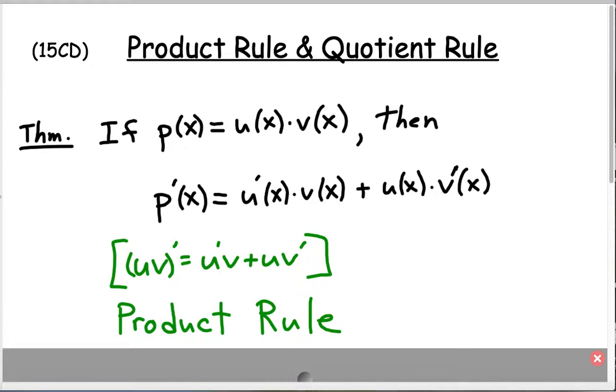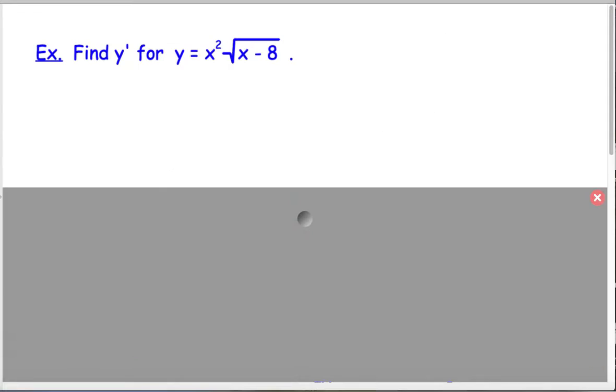So let's look at a couple examples with this, and then we'll get into the quotient rule. Find y prime for y equals x squared times the square root of x minus 8. So the first thing you look at and say is, is there any way we can simplify this? And the answer to that is really no. So now I want to think of this as two functions multiplied together. That u of x function, I'm looking at the x squared and thinking that's one of the functions. And then the other function, v of x, is the square root of x minus 8, or another way of writing that would be x minus 8 to the 1/2 power.